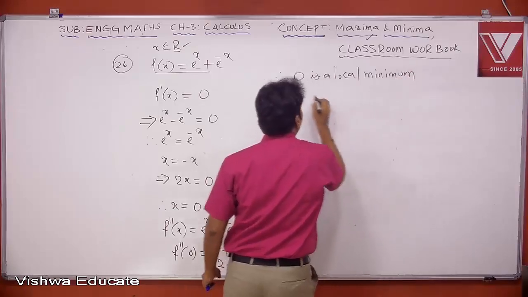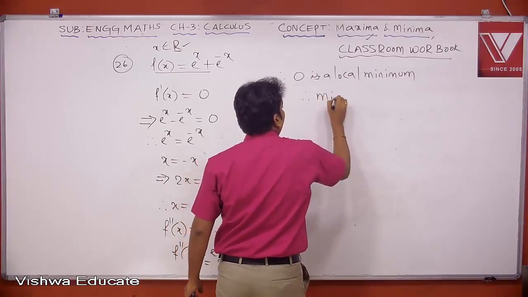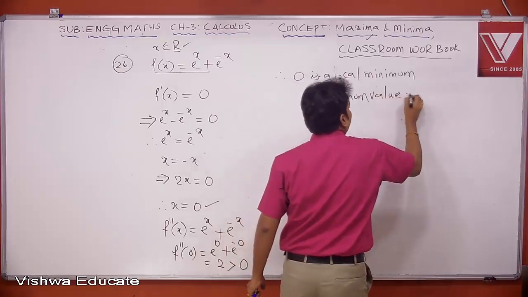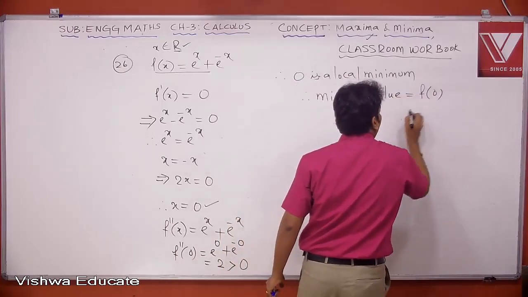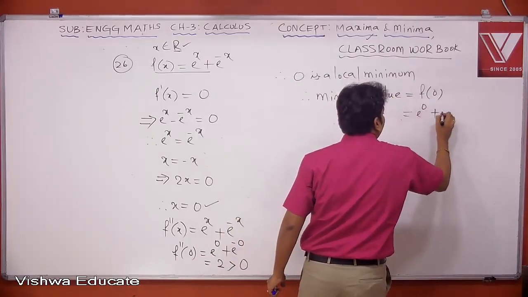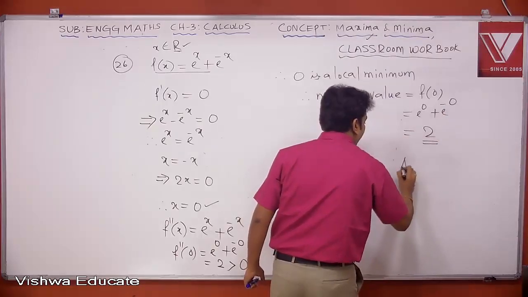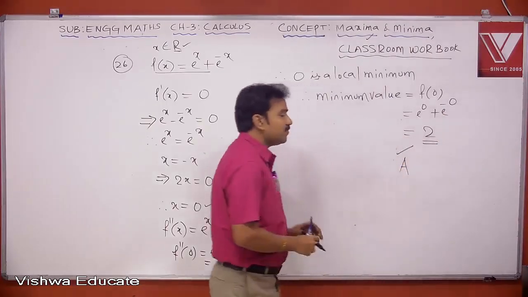0 is a local minimum. Therefore its min value equal to f(0). This is e^0 plus e^(-0). This is 2. So option A is the right answer.